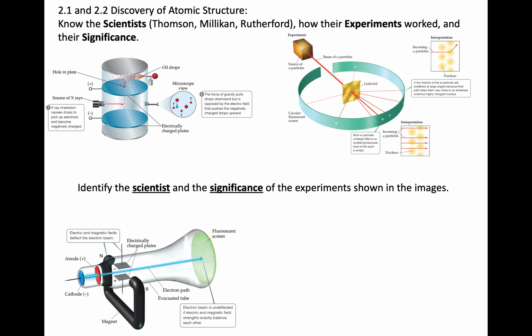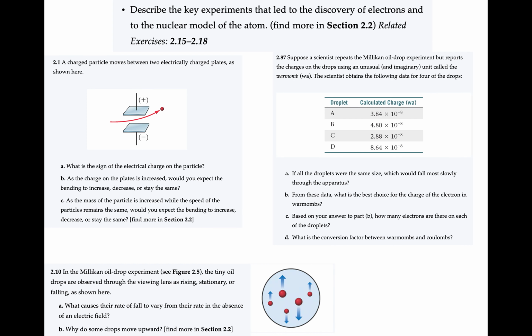The experiments of Thomson, Millikan, and Rutherford, we could have the students know the scientists, how their experiments worked, and their significance. Two of those parts, knowing the scientist and the significance of the experiment, are relatively easy. More difficult is how the experiment worked.